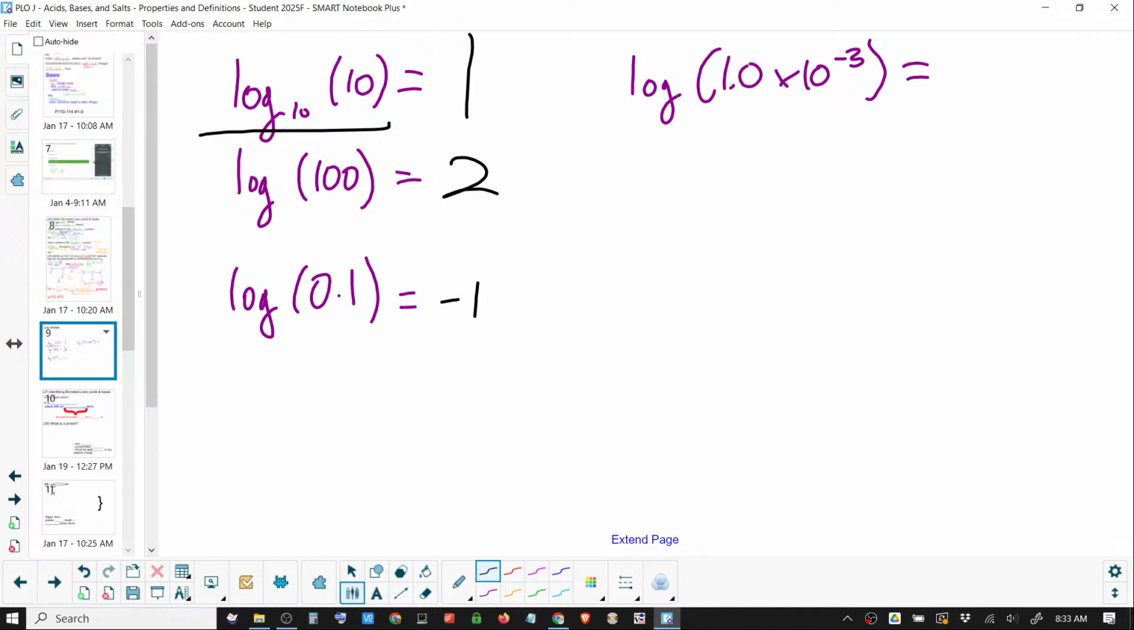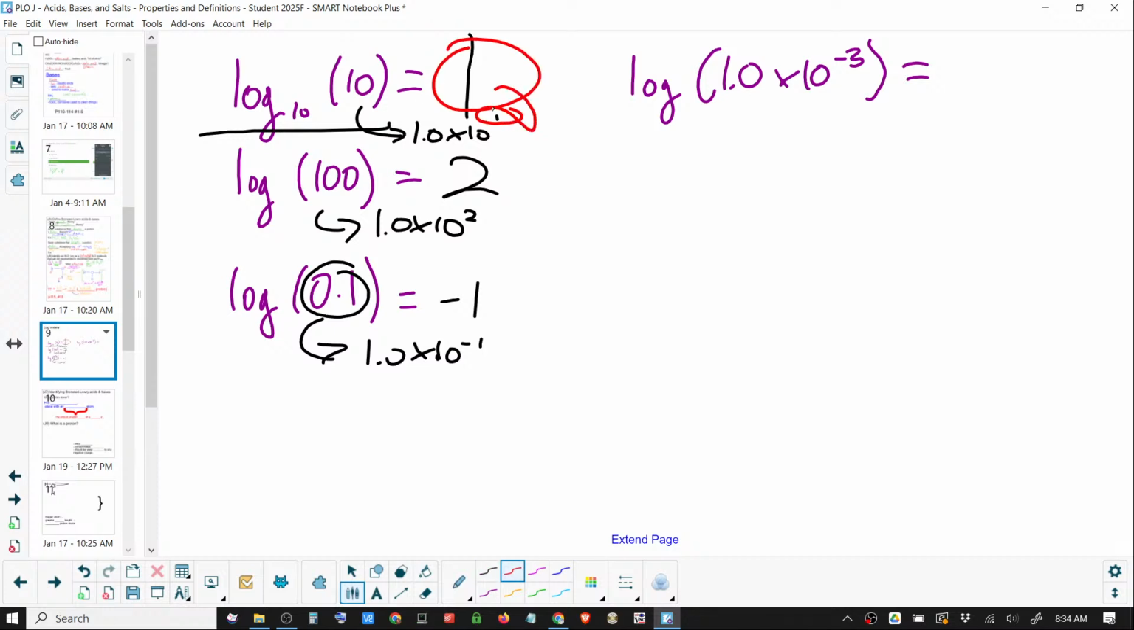Of base to get to the number. I know what you mean by base, except if you say it in chemistry class, it sounds a little weird. If you took this number into scientific notation, what would it be? 1.0 times 10 to the negative 1. If you took this number, put it in scientific notation, it would be 1.0 times 10 to the 2. If you took that number, put it in scientific notation, it would be 1.0 times 10 to the 1. So the logarithm is just those numbers. That's it.